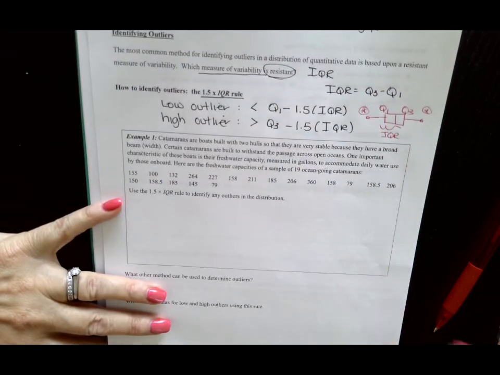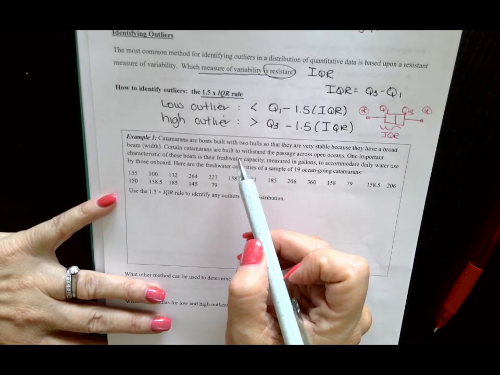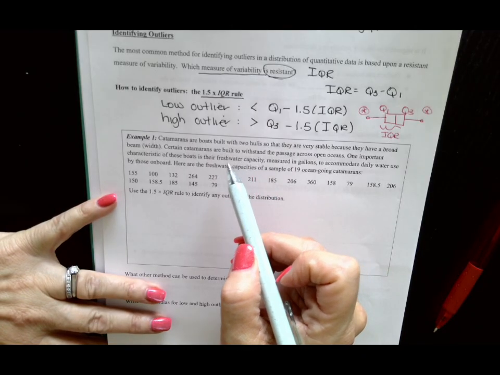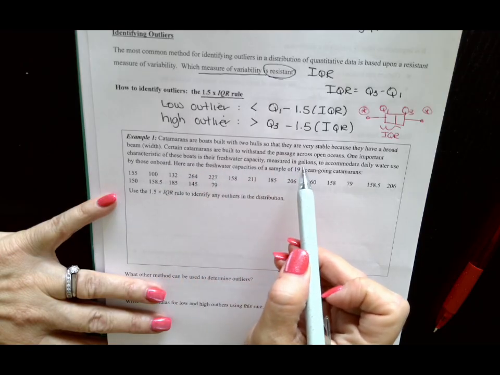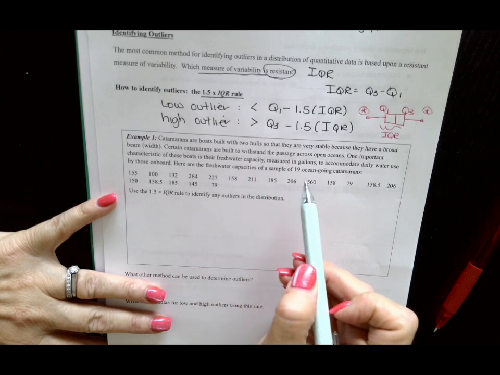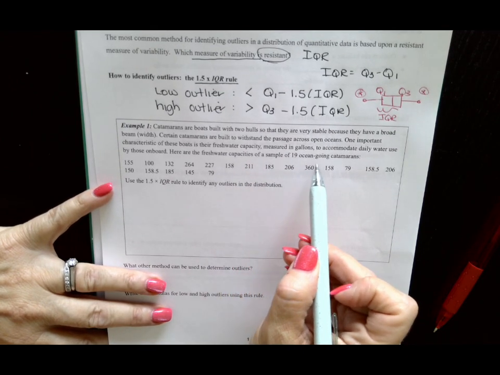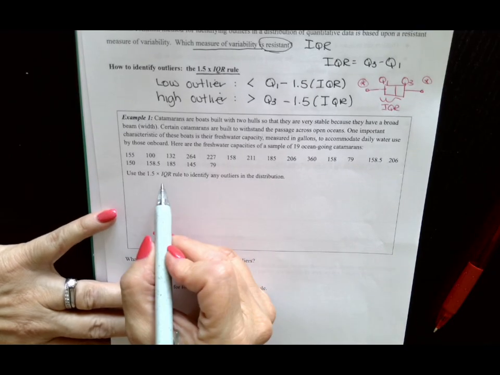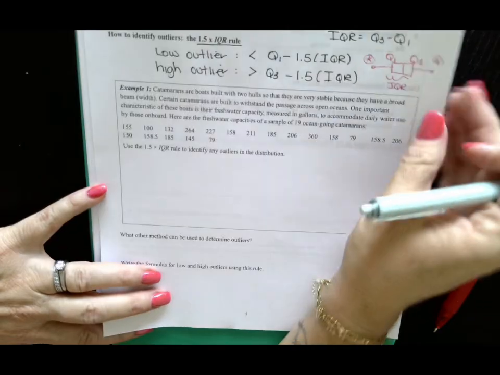Okay, so we have a problem here, and it says catamarans are boats built with 2 hulls so that they are very stable because they have a broad beam width. Certain catamarans are built to withstand passage across open oceans. One important characteristic is freshwater capacity, measured in gallons. Here is the freshwater capacity of a sample of 19 ocean-going catamarans. Use the 1.5 IQR rule to identify if there are outliers in the distribution.